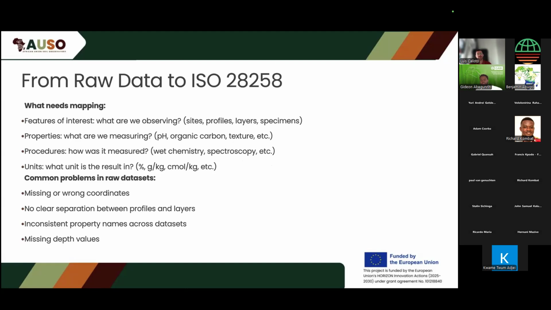And in this presentation, I want to highlight several common problems that we face. Missing or wrong coordinates, this is very common, and I face it very often. No clear separation between profiles and layers, although in most of the data sets that I've seen so far, this is probably the least problematic one, because in most cases this separation is quite evident. Inconsistent property names, this happens a lot between data sets. I have different data sets, and the properties are not consistent. That's why it's very important to have this vocabulary, so the property is consistent all the time.